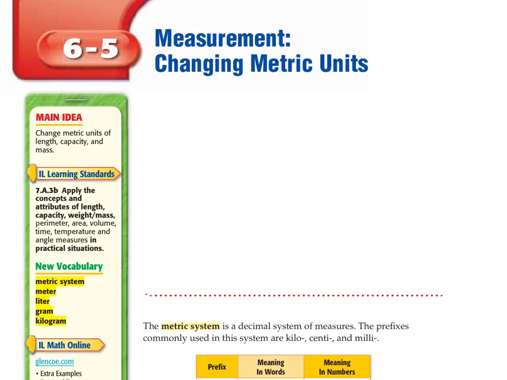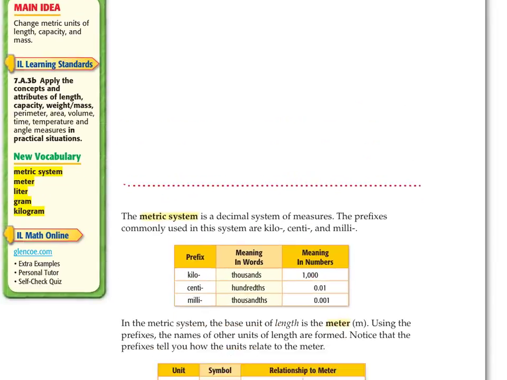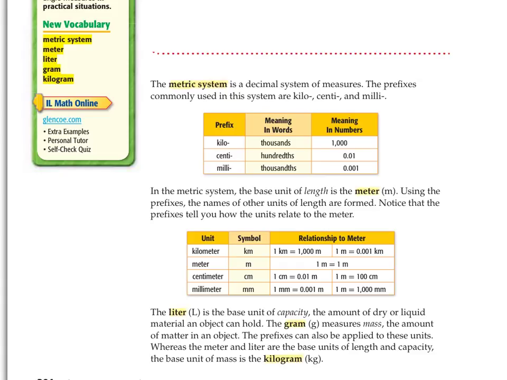Now, let's try to change some metric units. You've probably done some of this in science, I think, or I hope. Let's just take a look here. The metric system is a decimal system of measures. The prefixes commonly used in this system are kilo, centi, and milli. Kilo is thousands, centi is hundredths, milli is thousandths.